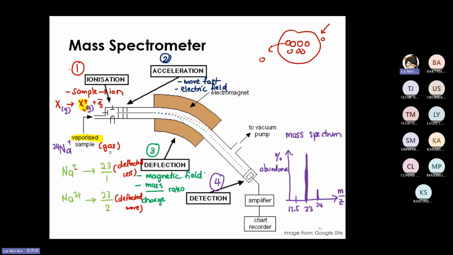Anything that was deflected away, that's not being detected, will be removed through a vacuum pump. So this is all you need to know about the mass spectrometer. I recap the 4 stages, things that you need to know about the mass spectrometer. First stage, ionization. What happens during ionization? High energy electron, I throw it. What's the purpose? To remove an electron.